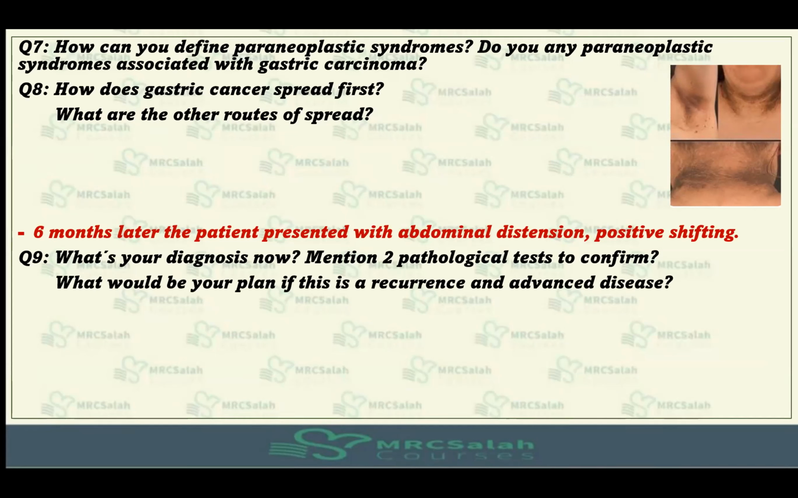Okay. What would be your plan if this is a recurrence and an advanced disease? So the patient has a recurrent gastric cancer with ascites. What's the plan for treating this patient? Mainly palliative treatment. I can go for feeding jejunostomy for nutrition, then palliation of the ascites by repeated tapping, pain relief by opioids, then palliative chemotherapy. Yes. Okay.